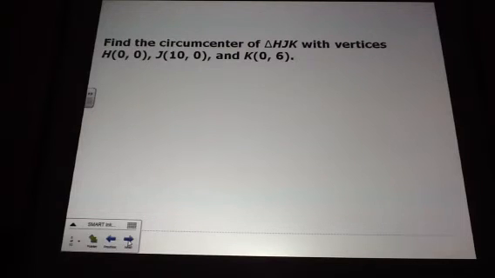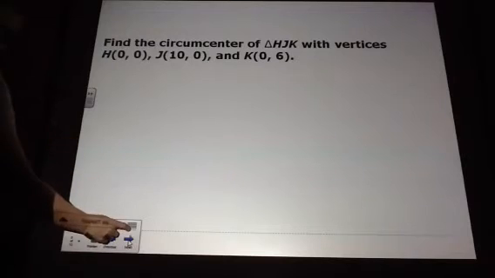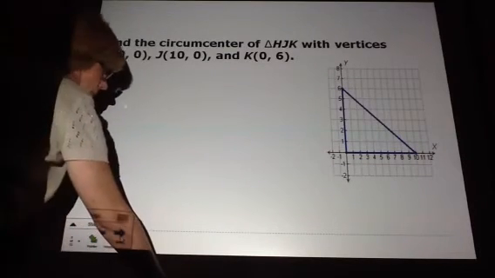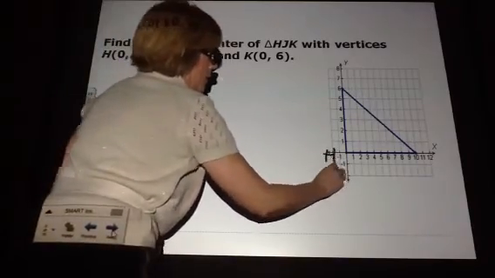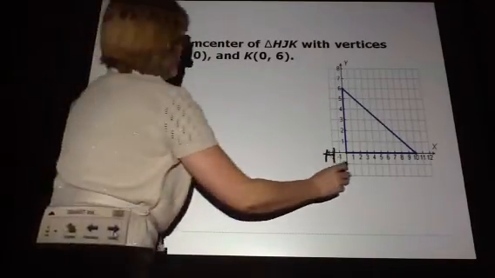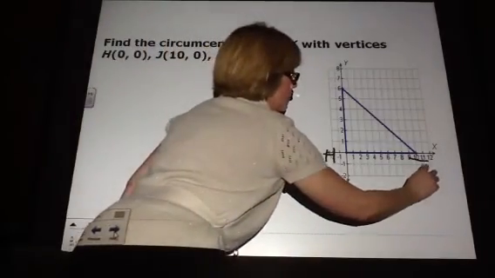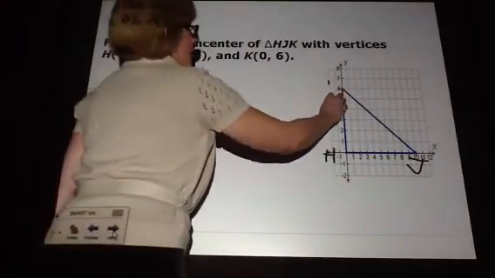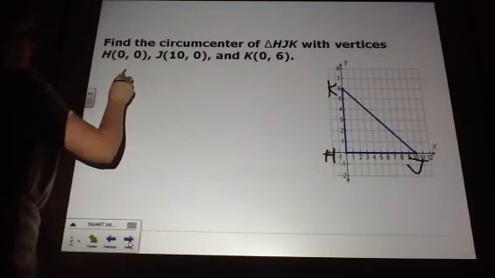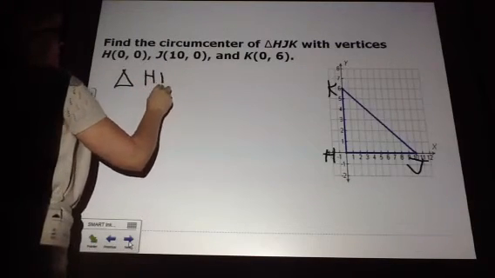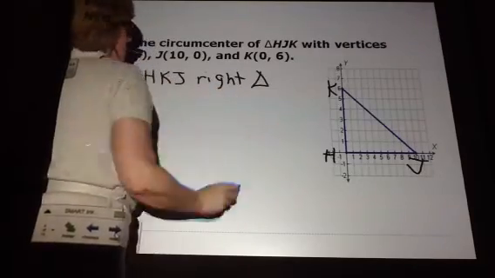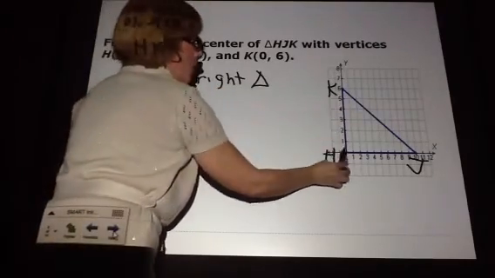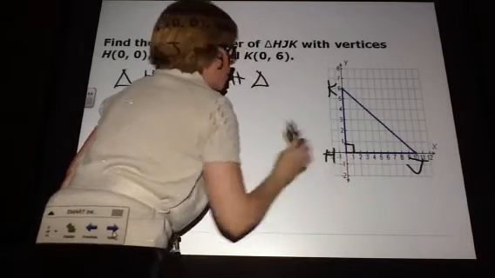Okay, find the circumcenter of triangle HJK with these vertices. All right, so let's go ahead and graph it. Once you graph it, you realize there's H, J, and K. You realize that triangle HKJ is a right triangle. How do we know that? We've got a vertical and a horizontal line, therefore that is a right angle.